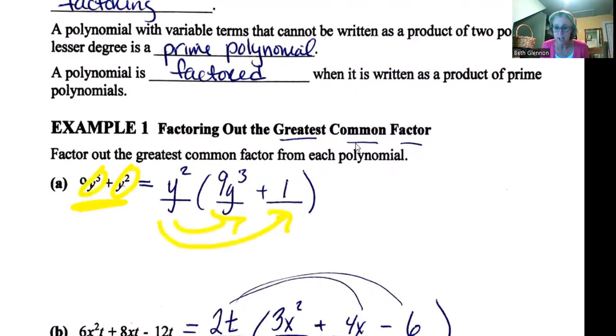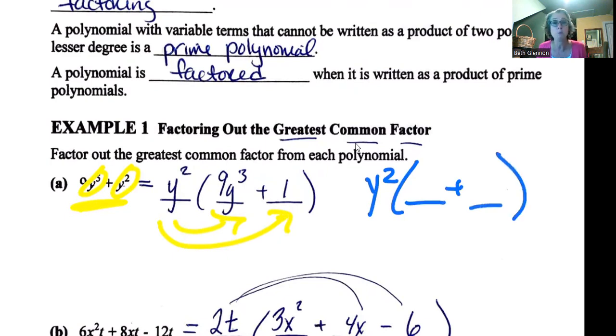Well, you ask yourself, if I were to set it up, and that's really what I do. When I set the problems up, I think about what should go in those blanks. What fills in those blanks? What's the term that should be there? Y squared times what number should be not to give me 9y to the 5th? So I fill it in that way.